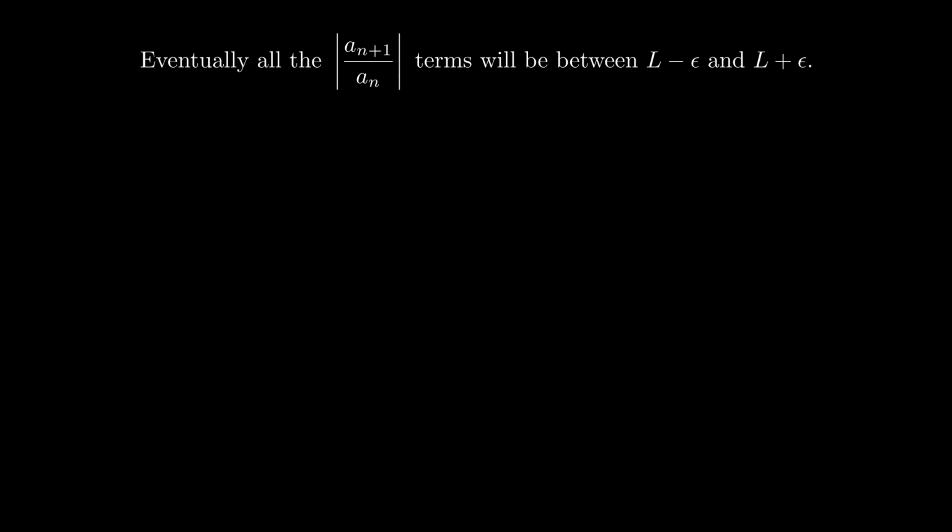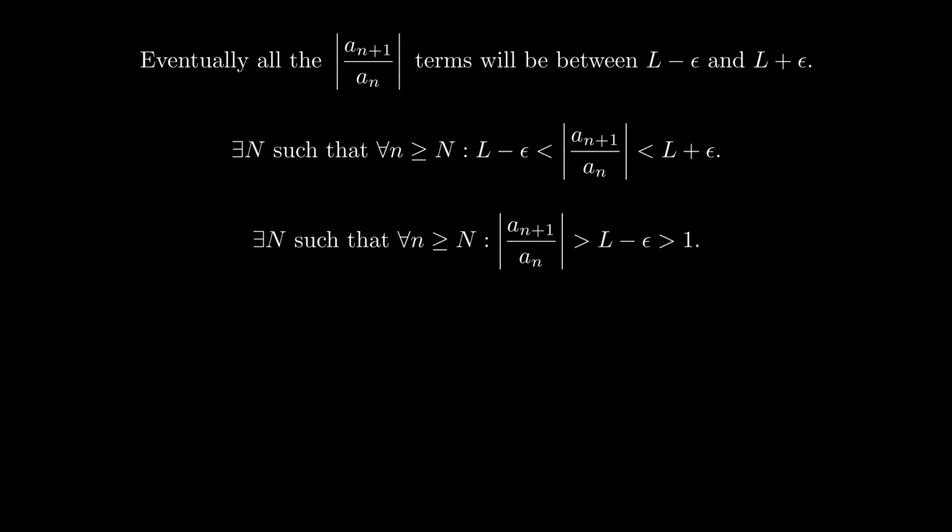In the language of analysis, there exists a big N greater than 0, such that for all little n greater than or equal to big N, the absolute value of a sub n plus 1 over a sub n is between L minus epsilon and L plus epsilon. Of course, we only care about half this inequality, so we can rewrite this as, for all little n greater than or equal to big N, the absolute value of a sub n plus 1 over a sub n is greater than L minus epsilon. And by design, that is greater than 1.